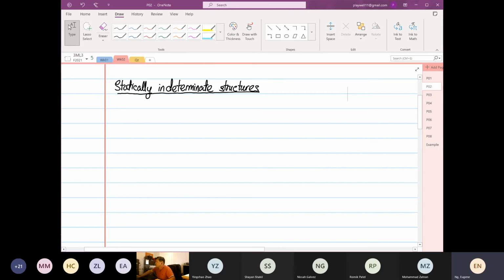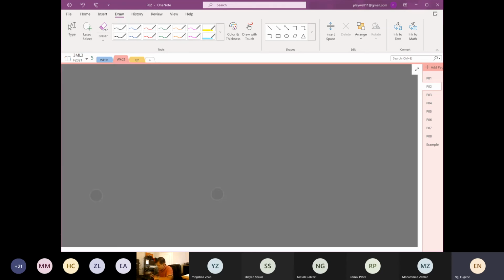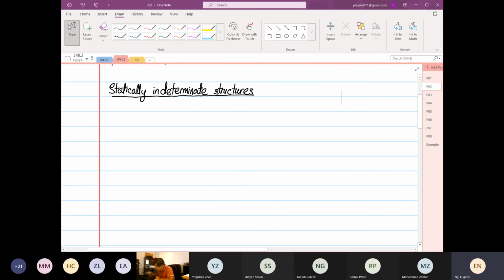Structures that are statically indeterminate. What does that term actually mean? Okay, I think that's important. So if we have a structure, now, okay, we have a bar.